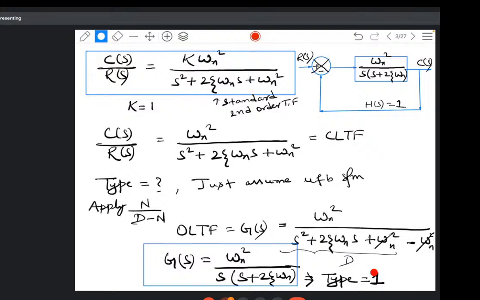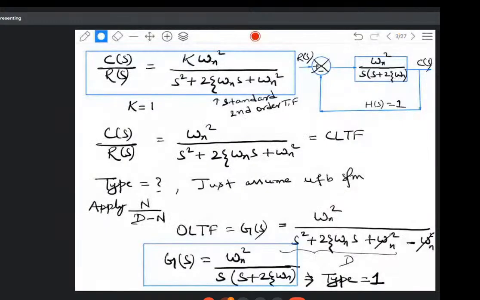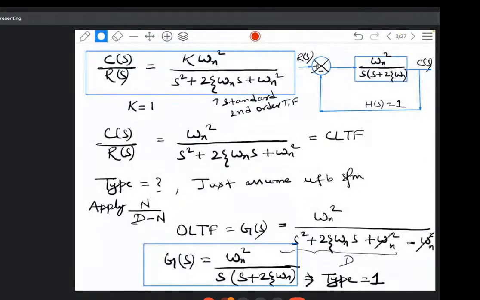Tell me the screen is visible to all of you or not? What is happening with the internet? Is the screen visible to all of you? Is the screen visible?